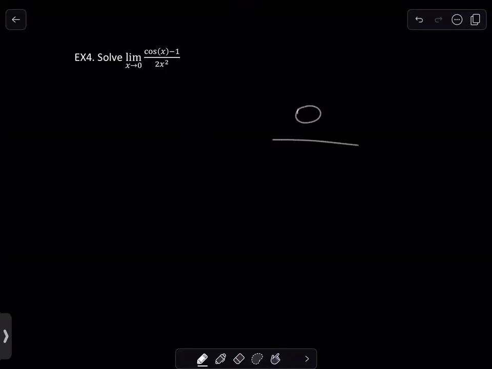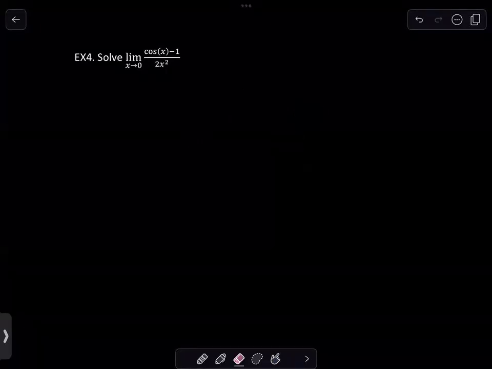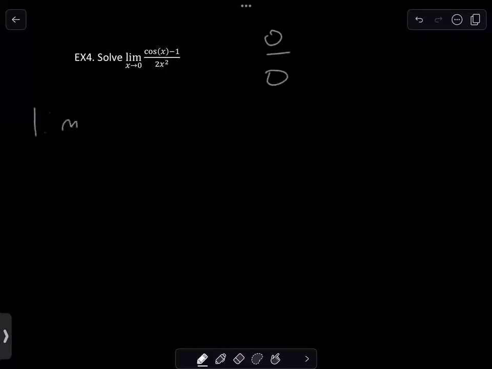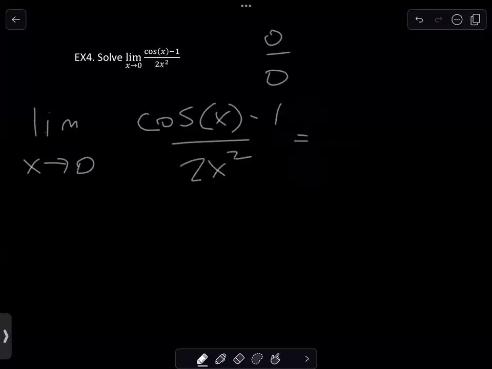Then we substitute 0 into the denominator. We get 2 times 0 squared. We don't need a calculator for that. That's going to be 0. So great. We have an indeterminate form, 0 over 0. Let's use Bernoulli's rule. The limit as x approaches 0 of cosine x minus 1 over 2x squared is equal to, and now we need to write out the limit as x approaches 0, and now we need to differentiate.